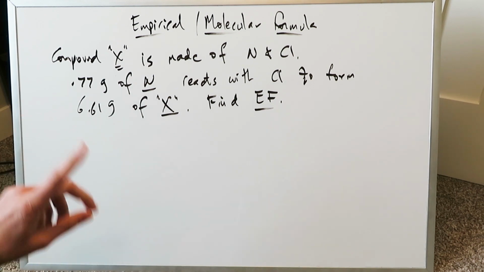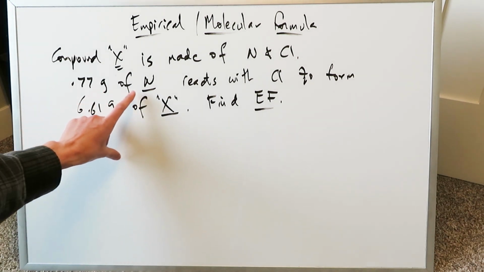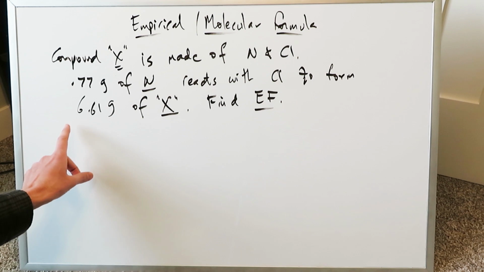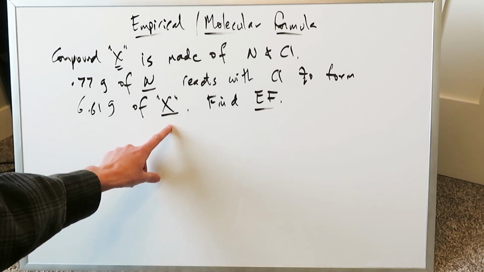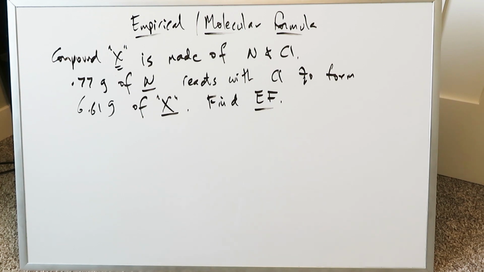The second question, we have a compound X which is made up of nitrogen and chlorine, and who knows what ratio? Nitrogen and chlorine. So it's a nitrogen chloride compound. We have 0.77 grams of nitrogen which react with chlorine. We don't know how much it's reacting with chlorine, but it forms 6.61 grams of this nitrogen chloride compound. We have to find the empirical formula of that compound, and how would you go about doing that?